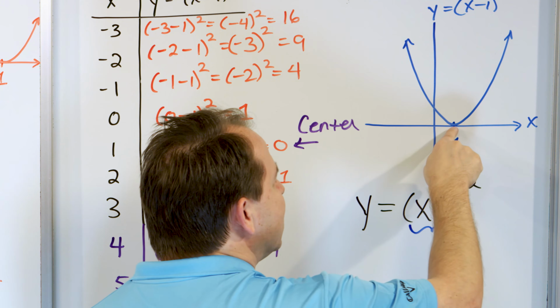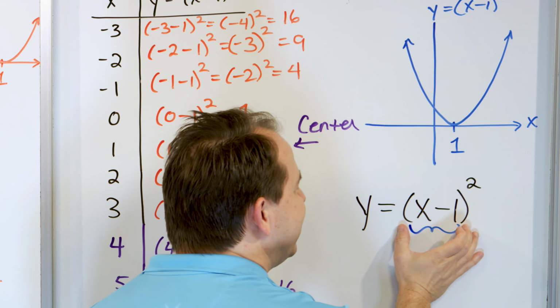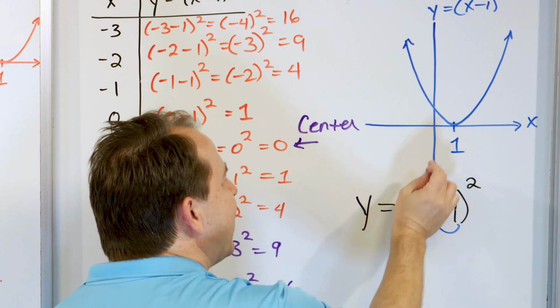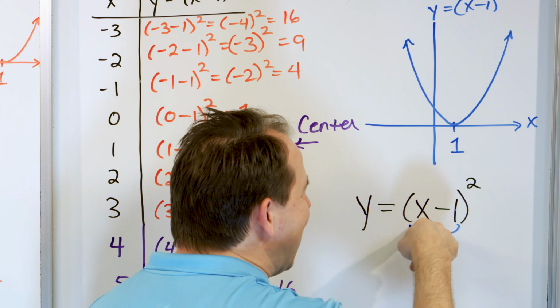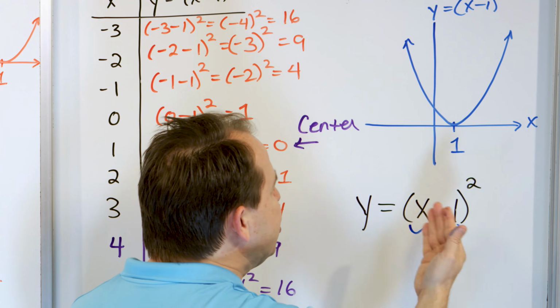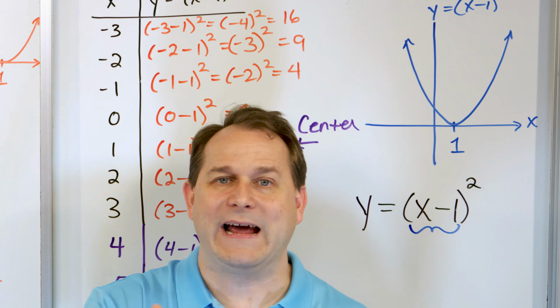So in other words, the bottom of this parabola is always going to happen when whatever I'm sticking in here is 0, and then I square it, and then I get a 0. That's the bottom of the parabola. But the only way to get a 0 in here is to feed it an x value 1 unit bigger than the basic equation. The base equation being y equals x squared.